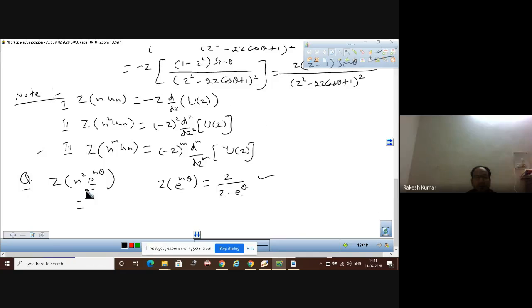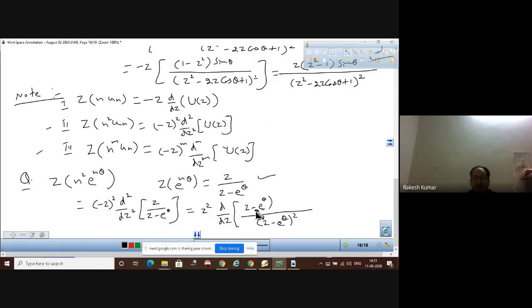And therefore, by the second rule, because here r is 2, so you can apply the second rule, and that will be minus of Z square, and it's a double order derivative with respect to Z of Z over Z minus e raised to power theta. So that is Z square, and what we shall do, we shall find out the first order derivative first, then we can be able to find out the second order. So let us find the first order derivative, that is Z minus e raised to power theta into 1 minus Z into 1.